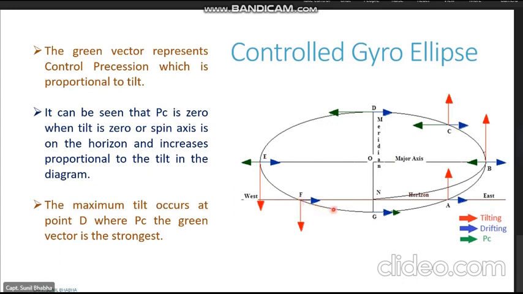Moving further, when you go from foxtrot to golf, the golf point is having a downward tilt. It means it is below the horizon. Spin axis is pointing below the horizon. The tilt is down. Now with the tilt down, the control precession is generated, but it acts in the easterly direction. Because we know from the control precession formula that the control precession acts easterly whenever the tilt is down. You can see the green color vector acting here in the eastward direction. Golf is the only point which is below the horizon in this entire ellipse, and it is the only point where the control precession is acting in the easterly direction.